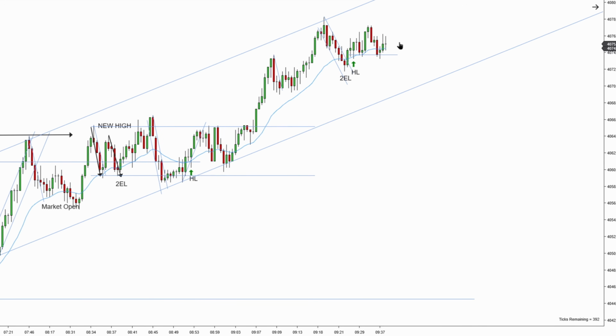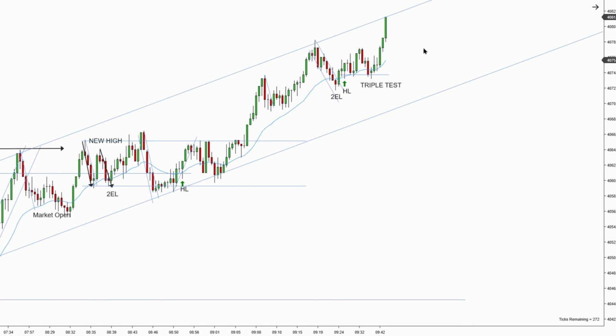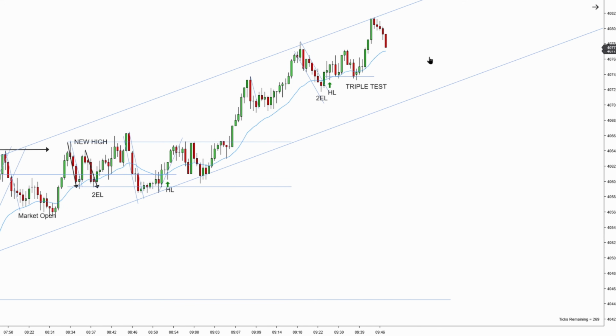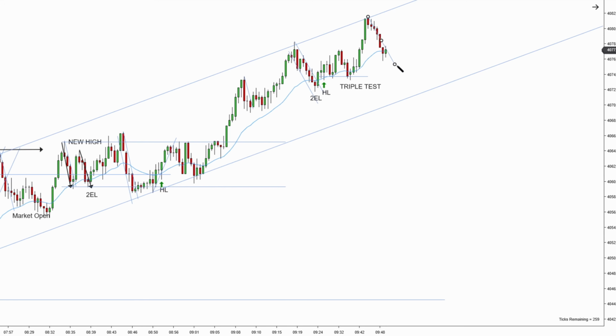Can we get a second entry long? We can't get a second entry long. I will mark this triple test. One bottom, double bottom, triple test, and the market keeps working higher. And notice once again, clear bullish structure. So what I have to do is redraw the channel again.